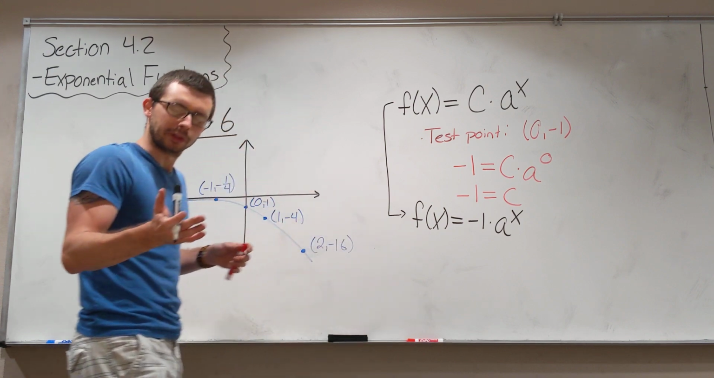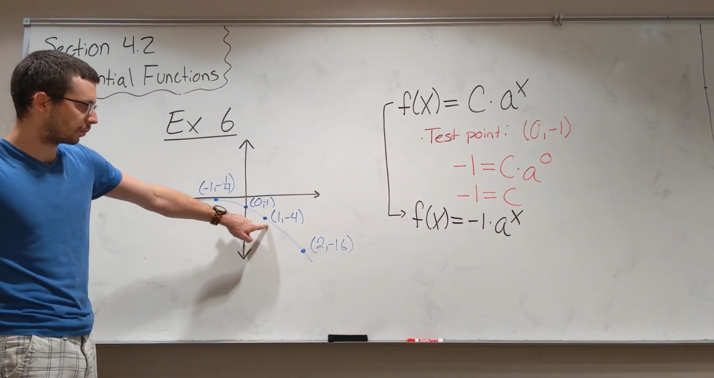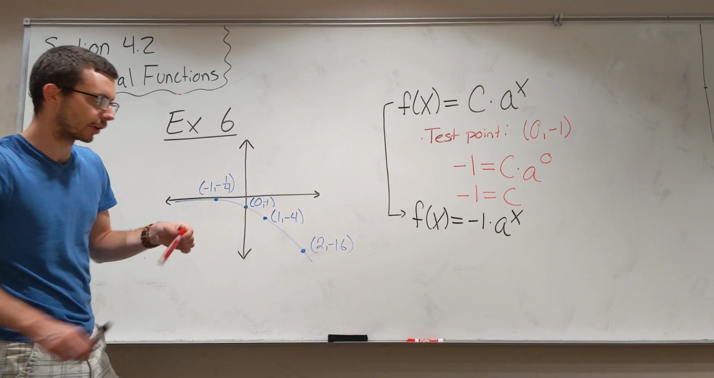So now, just like we did with the table problem, again, we will pick another point. I'll pick 1 comma -4.